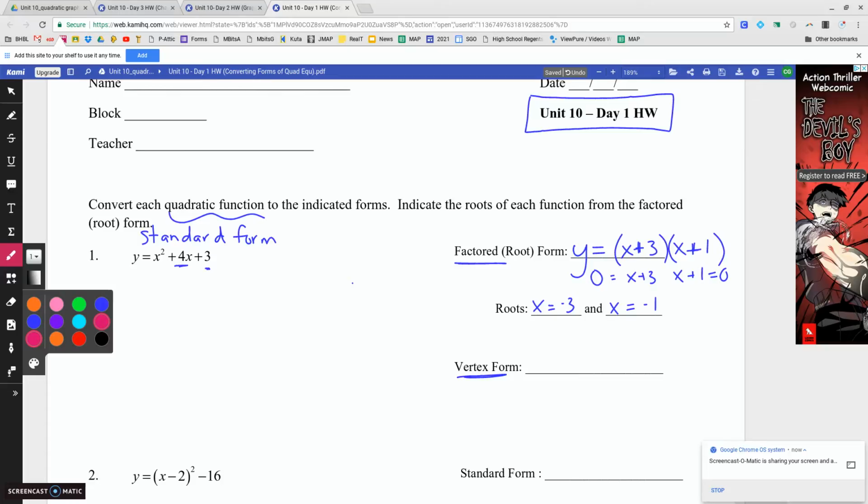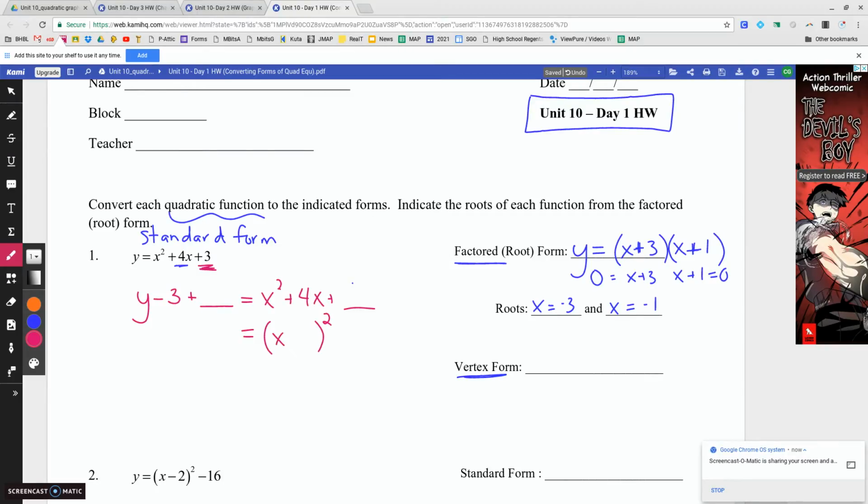Now I want to talk about my vertex form. So my vertex form is what's going to help me find my vertex, or my turning point of my graph. And remember, the process that we're going to be using to find the vertex form is completing the square. So when we are completing the square, we first need to move our c value. So I have a y minus 3, and remember to include your blanks, equals x squared plus 4x plus a blank.